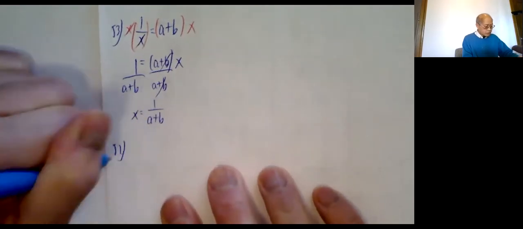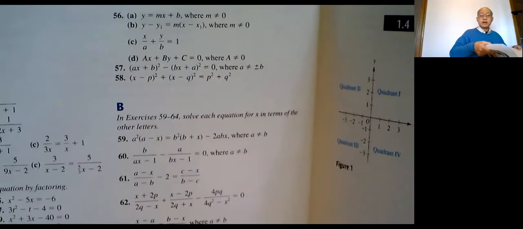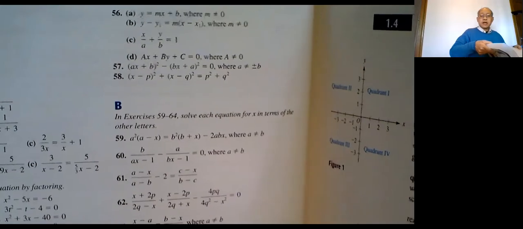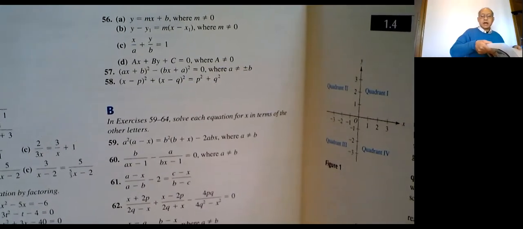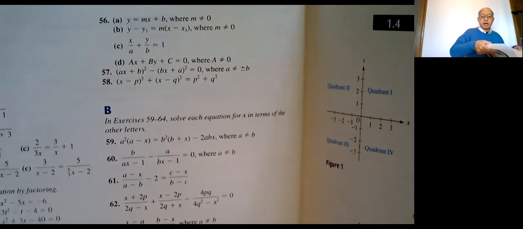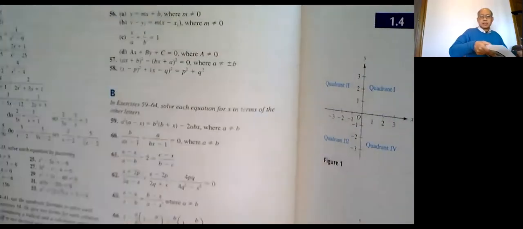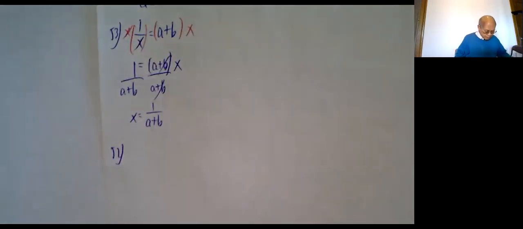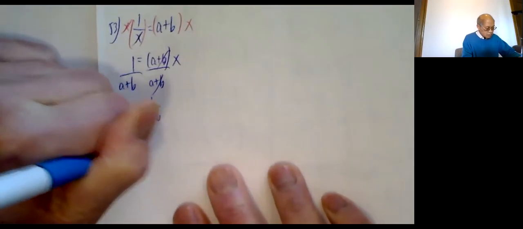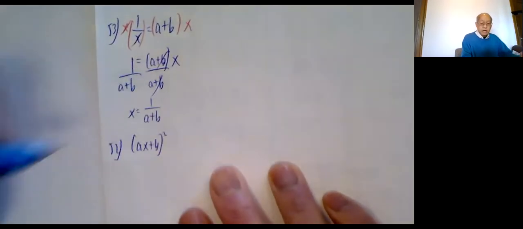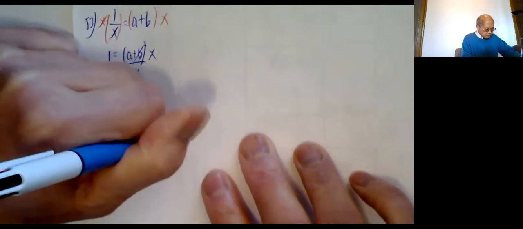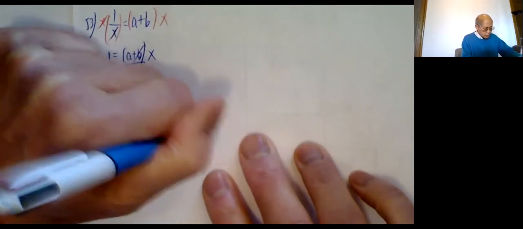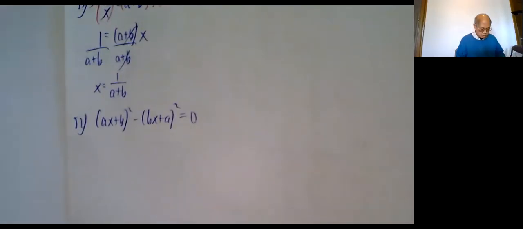Okay, 57 is the last one. It's a little bit harder. Let me show that to you. Okay, 57: ax plus b squared minus bx plus a squared equals 0. A is not equal to plus or minus b, whatever that means. Let me just write that there. Ax plus b squared minus bx plus a squared equals 0.